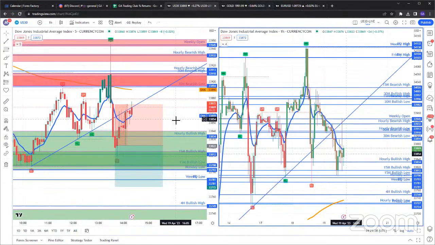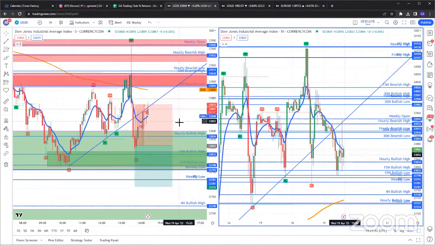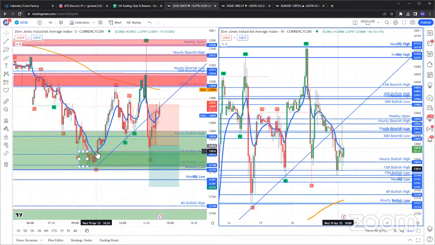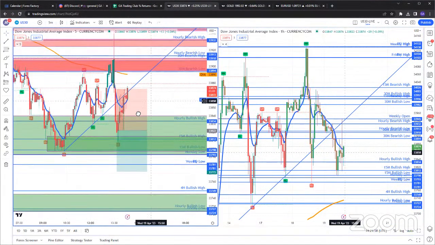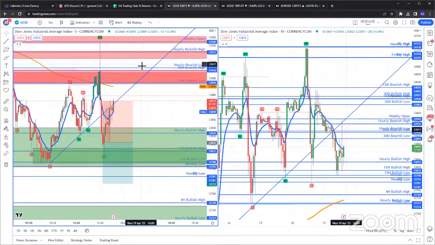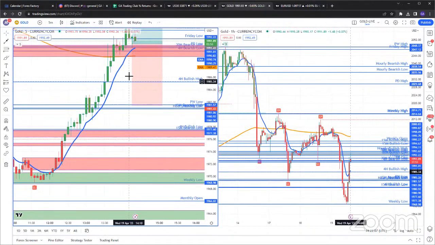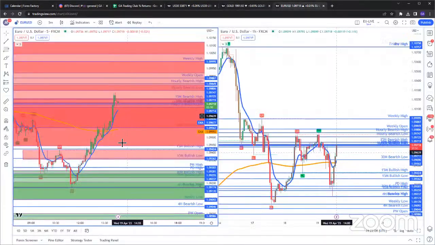Let's see. And also just looking at US 30, right? We have just been consolidating. After this reversal of the trend, price has just been consolidating in this zone, so between 33,909 and 33,830. Yeah, so price has just been bouncing in and out of that area right there. Gold is the only one that's in an uptrend, and same as EU.